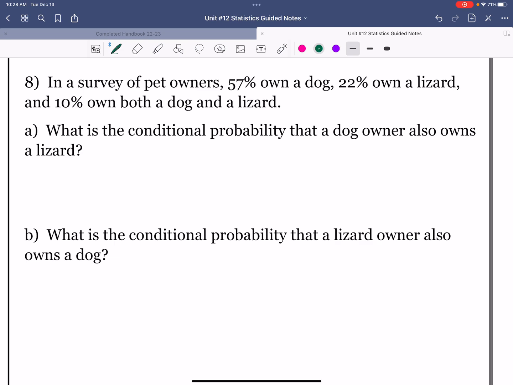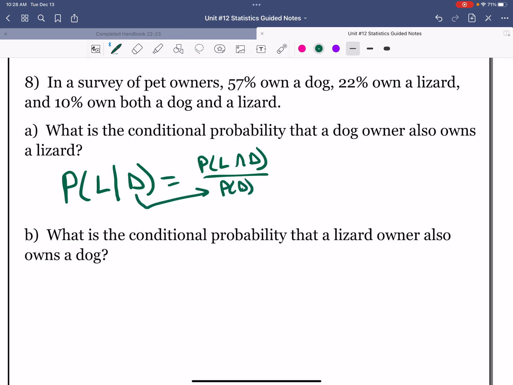In the first one, we're looking at the conditional probability that a dog owner also has a lizard. So the probability of getting a lizard given that they're a dog owner. That means the probability of lizard and dog over the probability of dog. It's always the given that part, that's the probability you're dividing by. And so the and part is 10%, or 0.1, over 0.57, because that's the probability of a dog. And we divide that and we get 0.175.